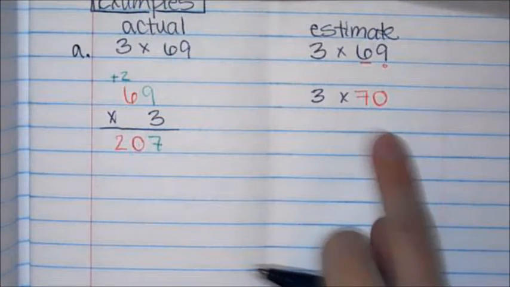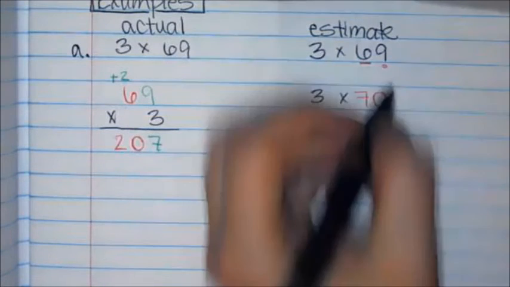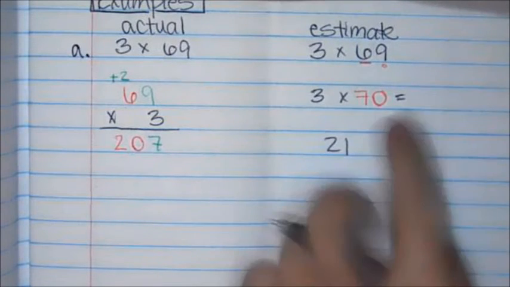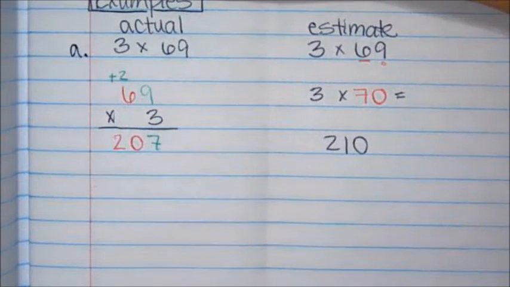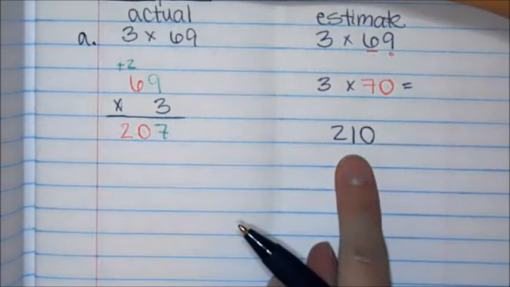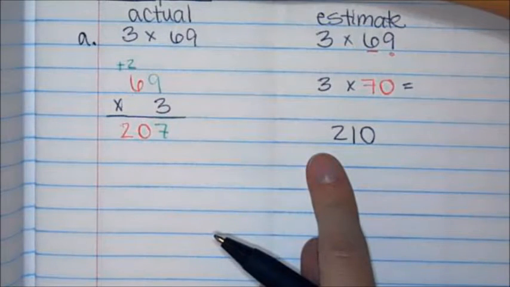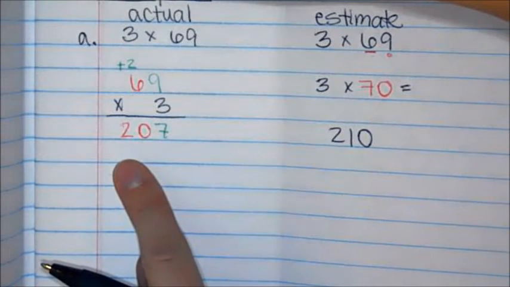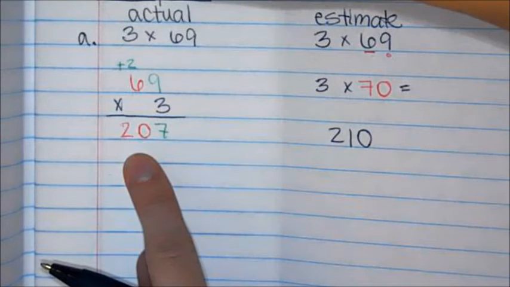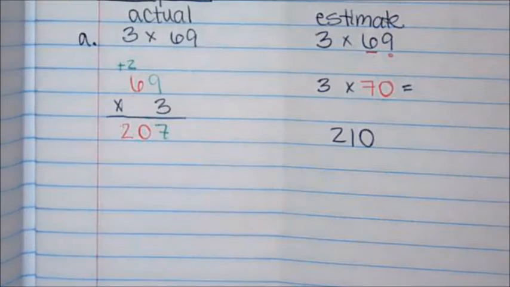My basic math fact is 3 times 7, which equals 21, and then I put a 0 at the back. So now I'm finding that my actual answer is 207 and my estimate is 210. Are these relatively close to each other? Yes. So it is reasonable for my answer to be 207. It's not out of this world. So I can feel good about my answer being 207 and that it's not just silly math. So let's do another example.